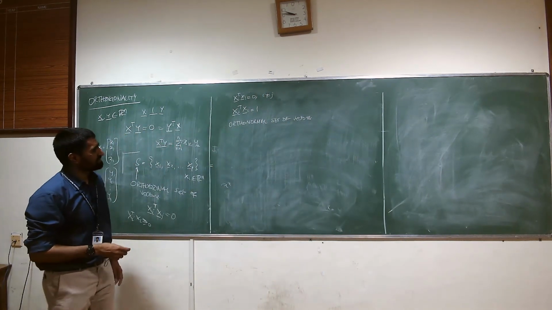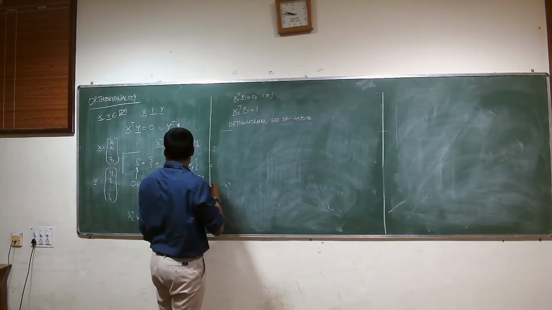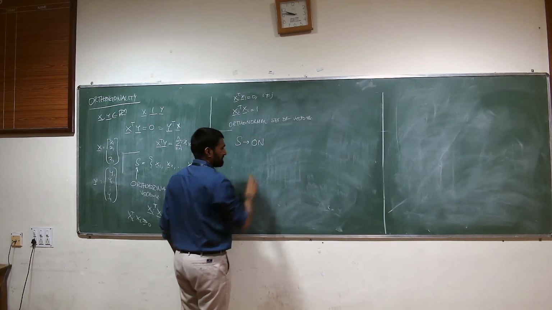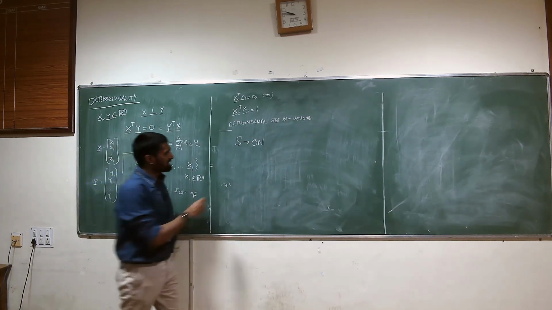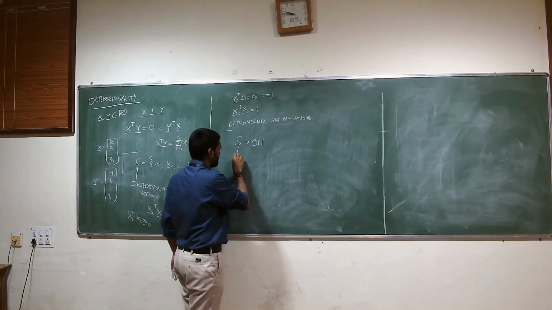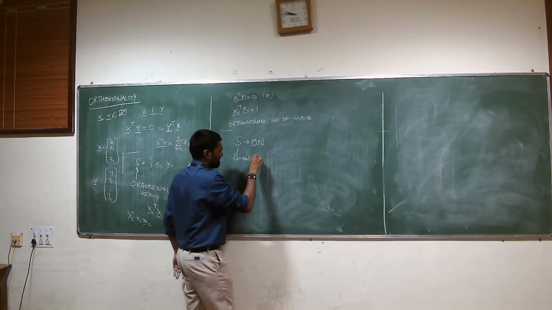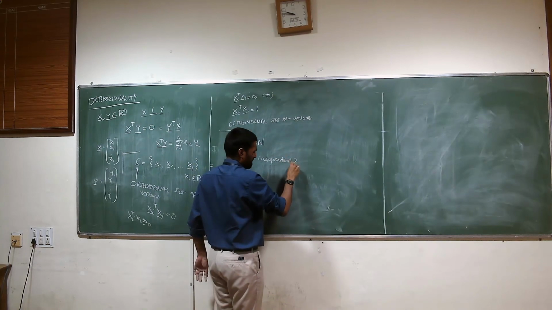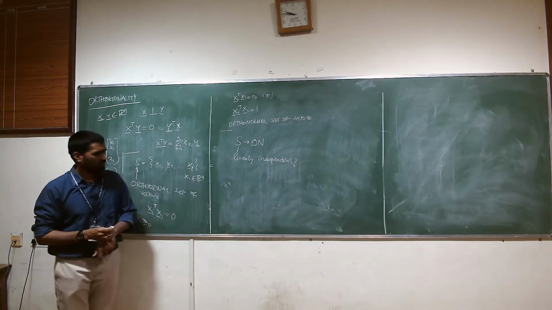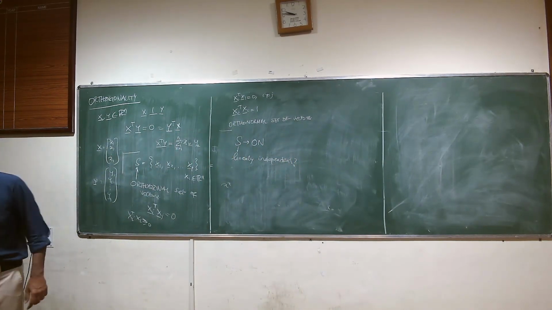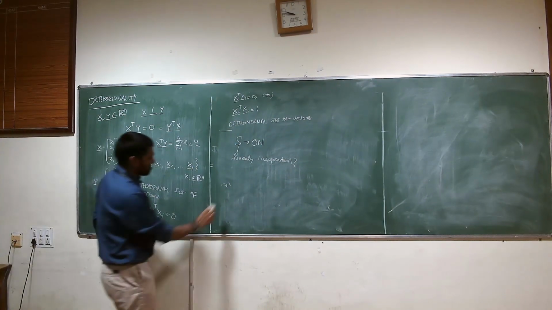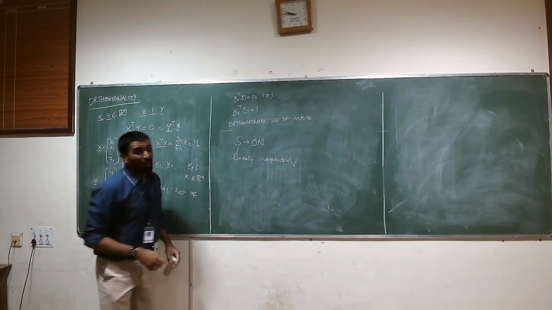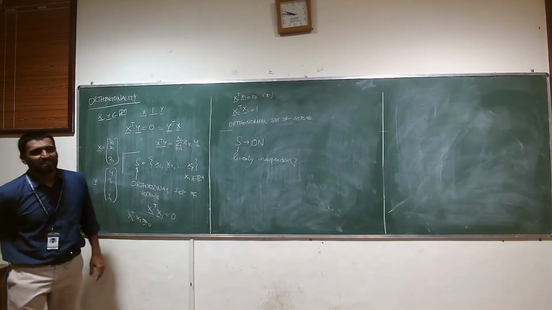Now, if I have a set of vectors S that is orthonormal, is that set linearly independent? What do you think? It is. Why is it linearly independent?